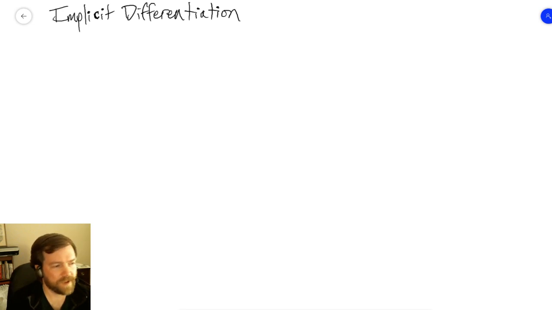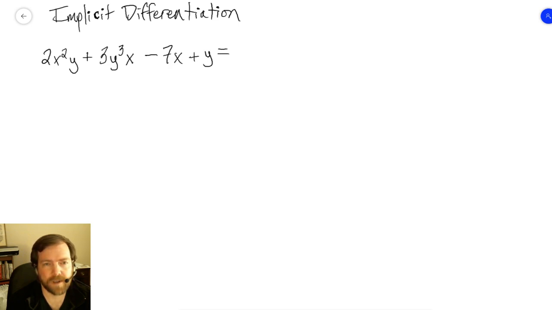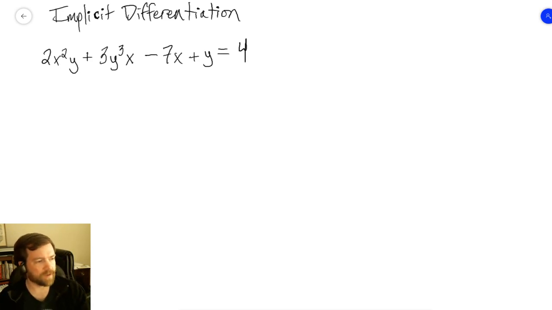So if we come up with an equation like 2x squared y plus 3y cubed x minus 7x plus y equals 4, let's just say. They would like to know, for instance, what kind of slopes are there going to be at various locations in this larger picture.